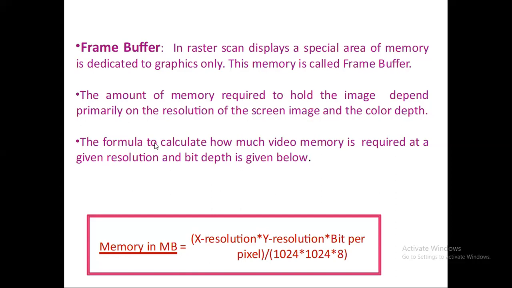Okay. Now, the formula to calculate how much video memory is required at a given resolution and bit depth is given here. So here, 8-bit color depth is given, okay? And the resolution is say 1024 by 1024, right? So we can calculate the memory required by this frame buffer as X resolution by Y resolution by bits per pixel. So 8 bits per pixel. Whatever value comes, that will be the memory required in megabytes. Okay.